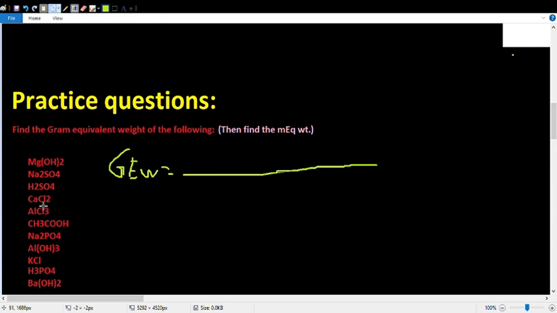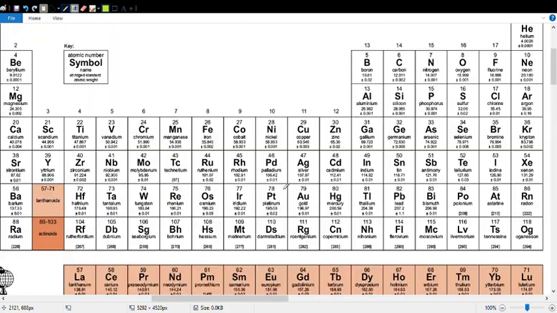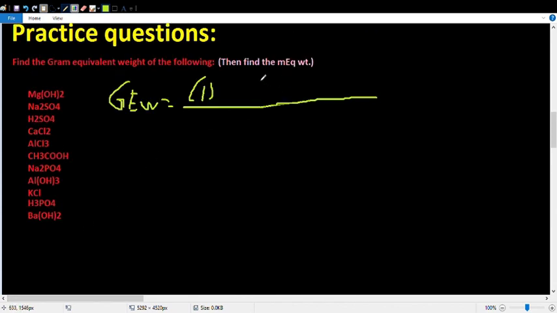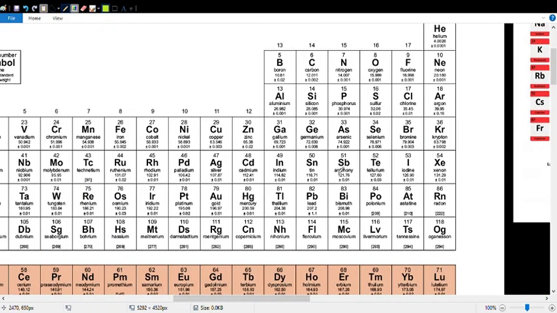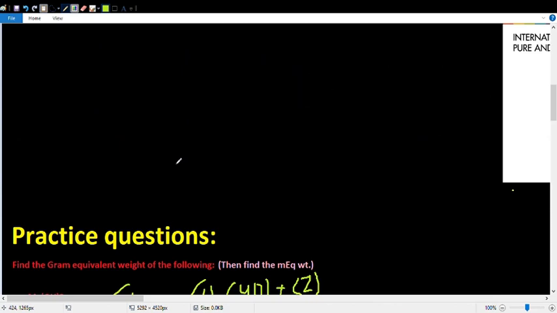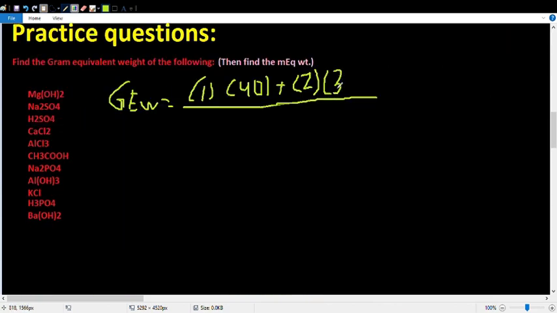Moving to the next, yes, calcium chloride. So calcium chloride, let's find the molecular weight. So calcium is only 1. Then calcium is 40. Then plus yung chloride is 2 atoms. Then chloride yung molecular weight niya is equal to how much, guys? Is equal to 35. So 35.